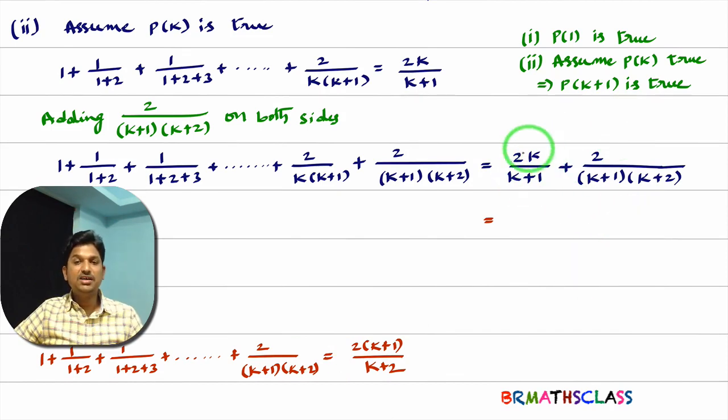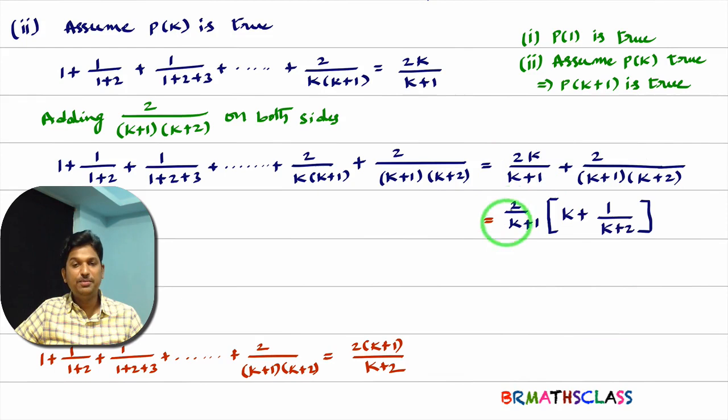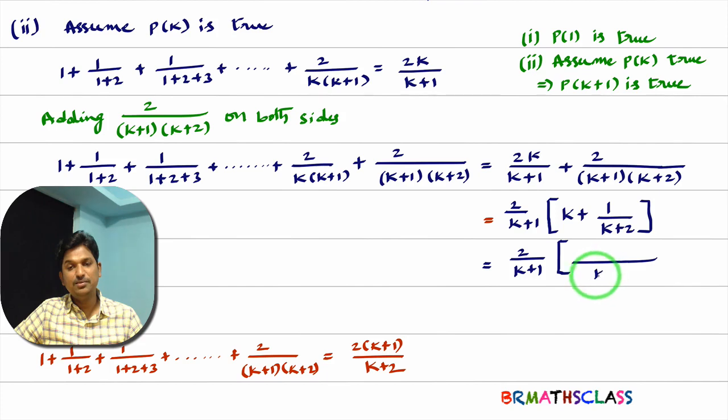You see here 2 divided by k plus 1 is there. In this term also 2 divided by k plus 1 is there. So I can take 2 divided by k plus 1 common. As we have taken 2 divided by k plus 1 common, what is remaining? Here k is remaining. And in this term, what is remaining? 1 divided by k plus 2. Okay, 2 divided by k plus 1 into, you simplify this further, what will you get? What is the LCM? LCM is k plus 2. Multiply k into k plus 2, what is that? That is k square plus 2k plus 1.